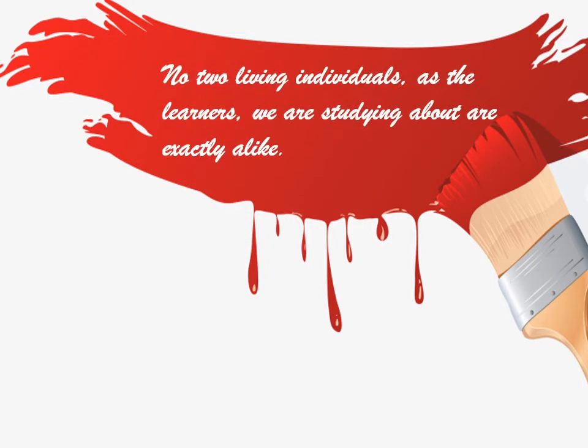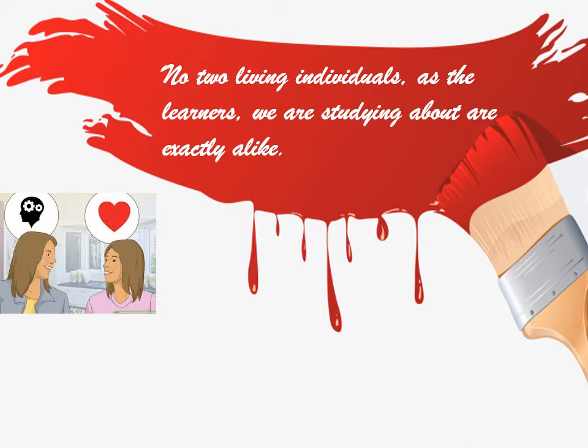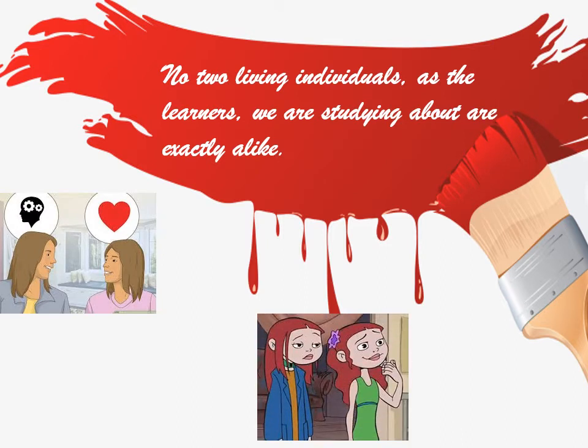Number 3. No two living individuals, as the learners we are studying about, are exactly alike. Each grows and develops in a unique fashion within the limits that his heredity and environment permit. Every child has his own way of growing and developing.